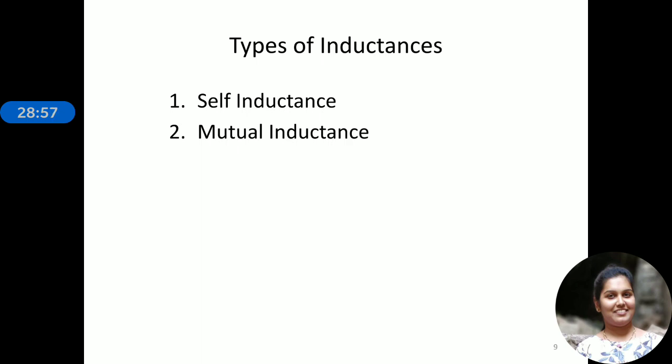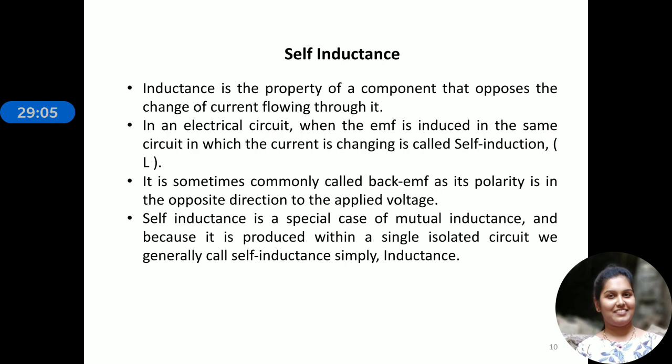In general, sometimes we consider self inductance as a special case of mutual inductance because it is produced within a single isolated circuit. We generally call it self inductance, or simply inductance. For the measurement of inductance, it has a unit called Henry, but it can also be represented by units Weber per ampere. 1 Weber per ampere can also be used as a unit for inductance.